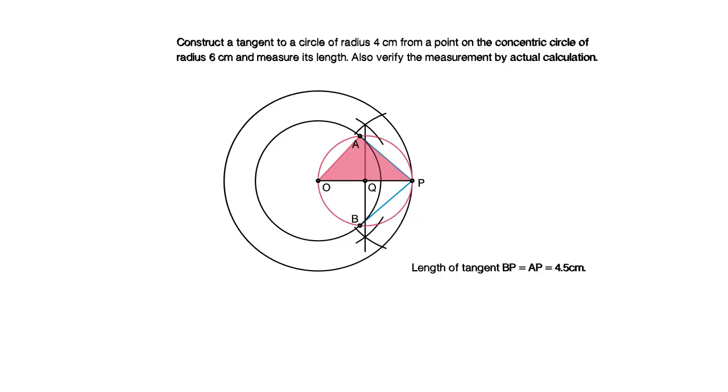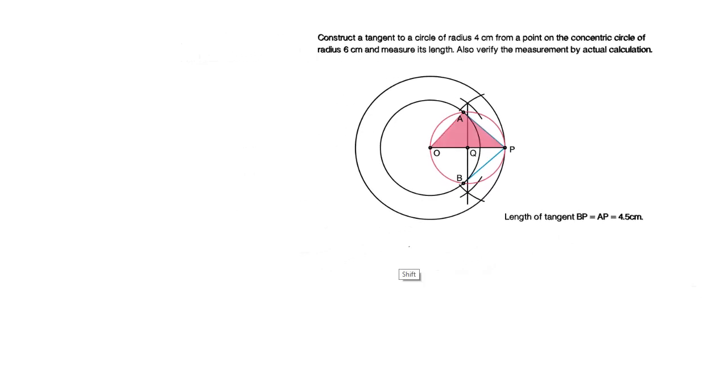If it is a right angle triangle, can we use the Pythagoras theorem to find the length of the tangent? As we know the distance OA and we know the distance OP, let us use the Pythagoras theorem to find the length of AP. So let me draw a right angle triangle to understand it better when I am substituting it in the formula.